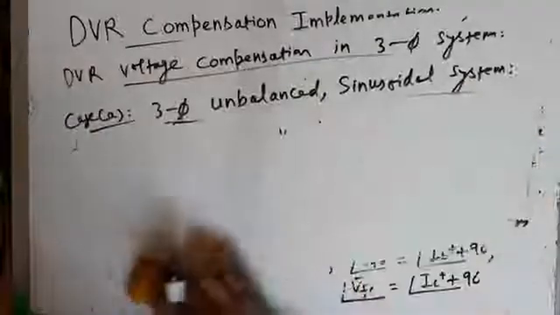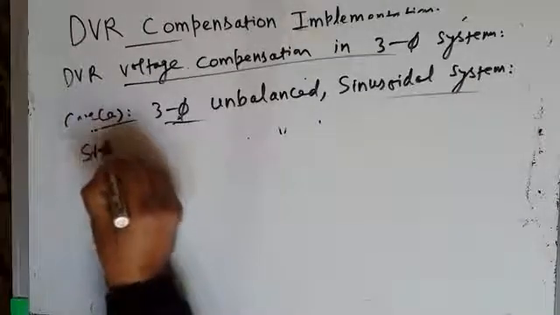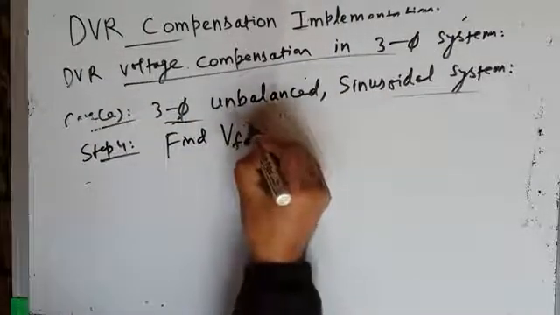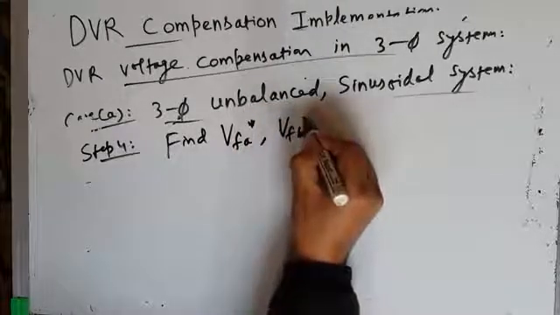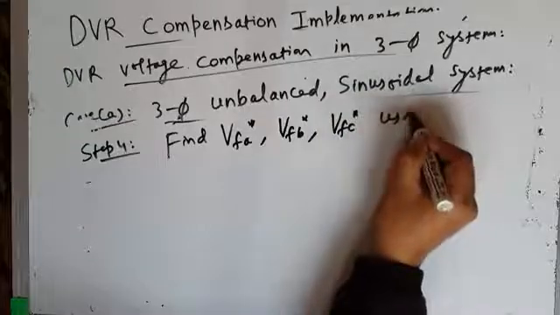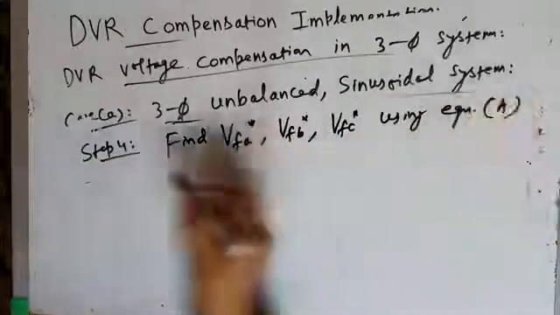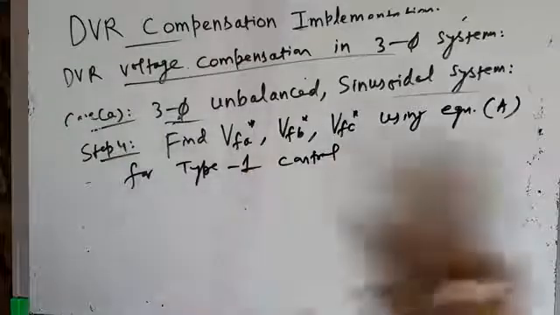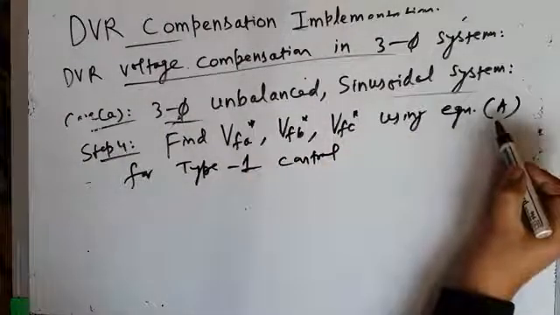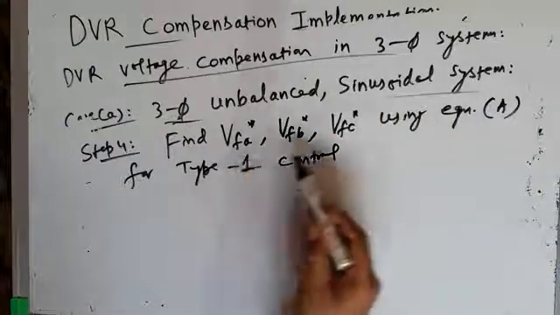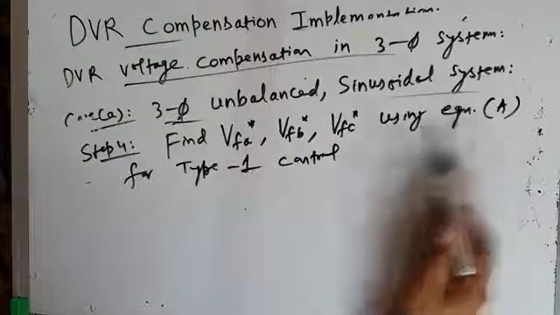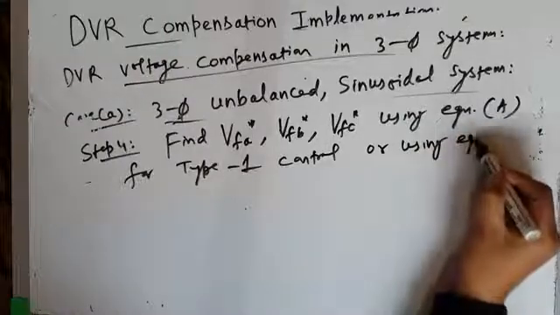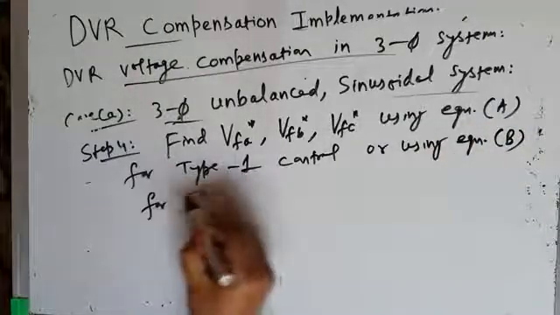So in step number 4, find reference compensation or reference injection voltages VFA star, VFB star, VFC star using equation A. If you want type 1 control, if you have the feeder impedance information, then you can use equation A, because in that equation you need the information about the feeder resistance and reactance. So you can use type 1 control, or using equation B, which we wrote a short while ago, for type 2 control.